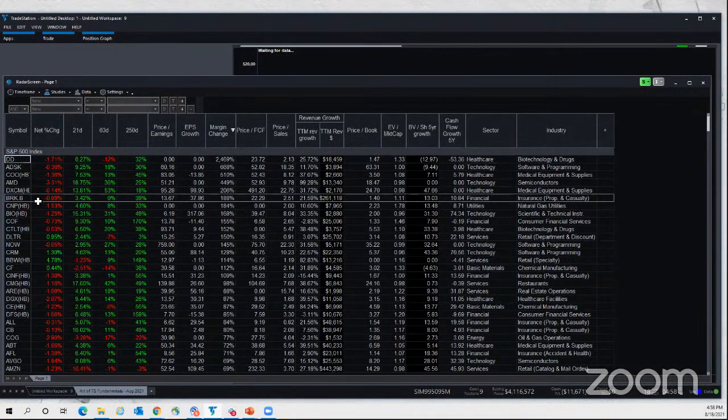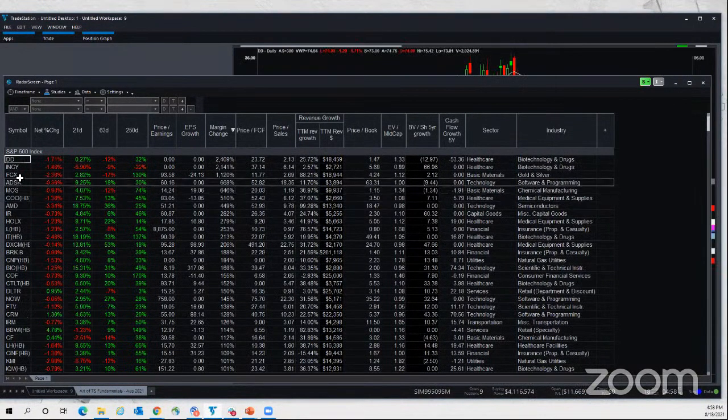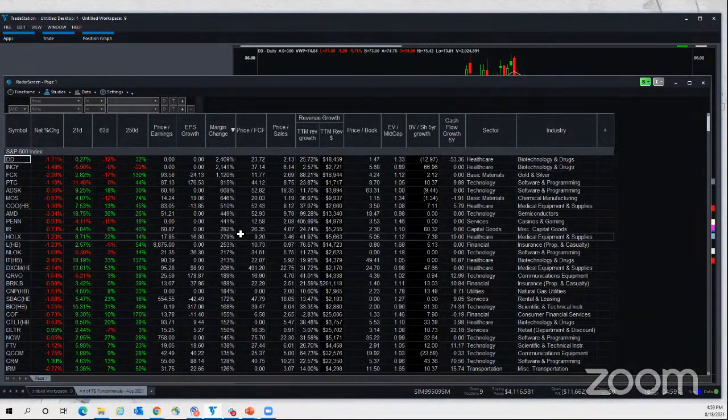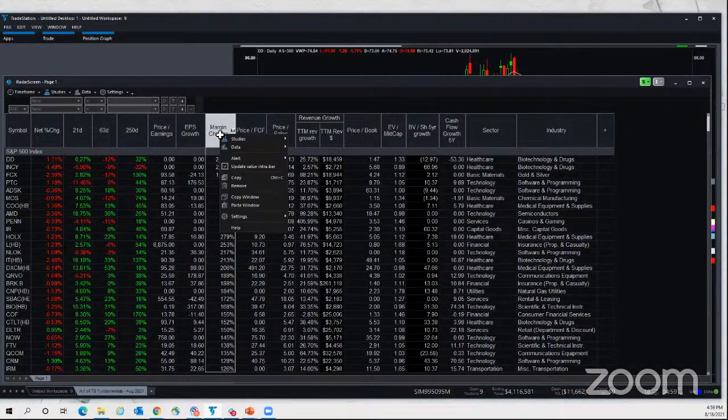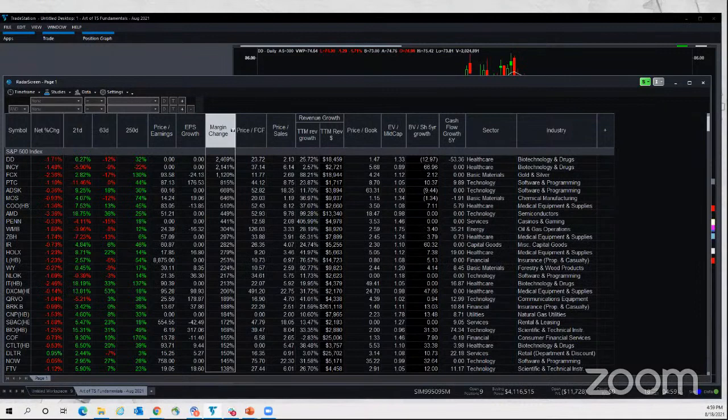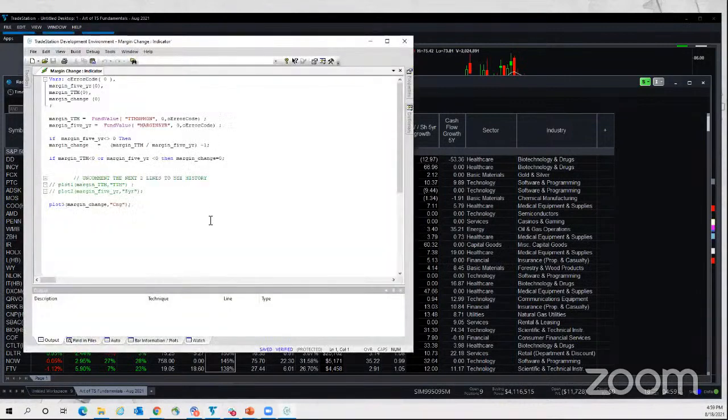Now, in some ways, this is not a surprise because some of the companies during coronavirus had a huge drop in earnings, and now they return to normal. So you do get some anomalies in there. But this is an indicator I created. So let me show you how this Easy Language works. I go to Studies, Edit Easy Language, and you can see my code here. This is the TradeStation Easy Language environment.